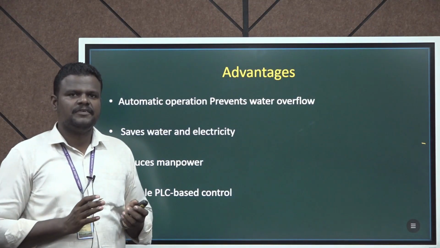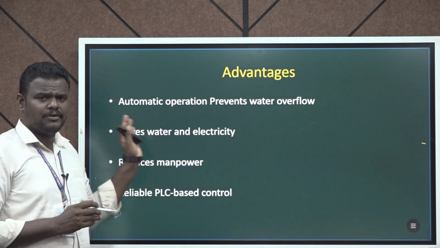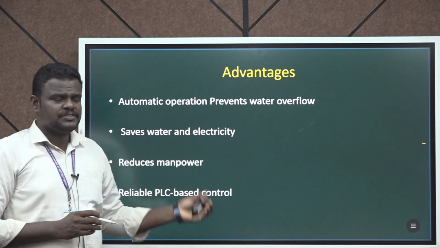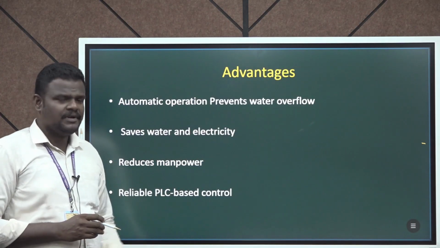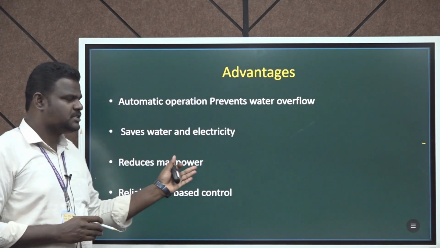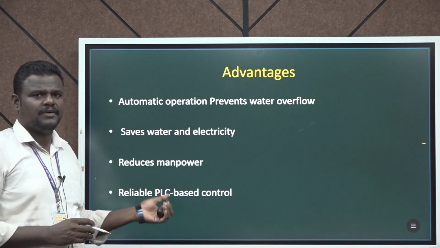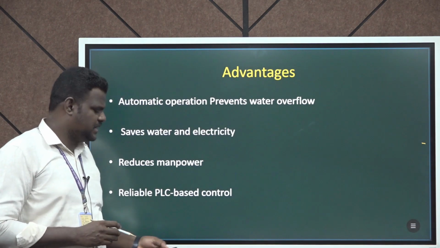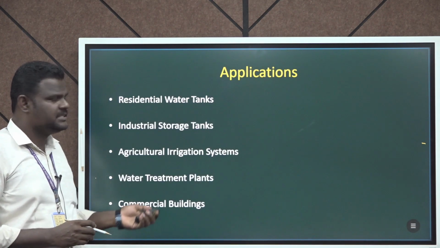The advantages of automatic water level monitoring control are automatic operation. It prevents water overflow, and it saves water and electricity. It reduces the manpower associated with the monitoring of water. Then reliable PLC based control. These are some of the advantages.